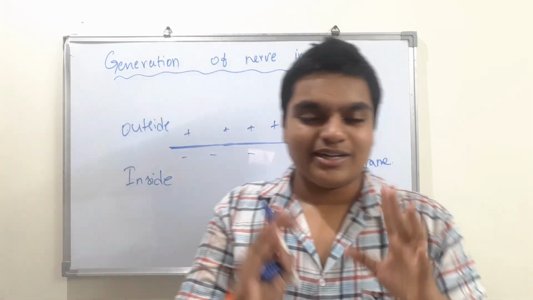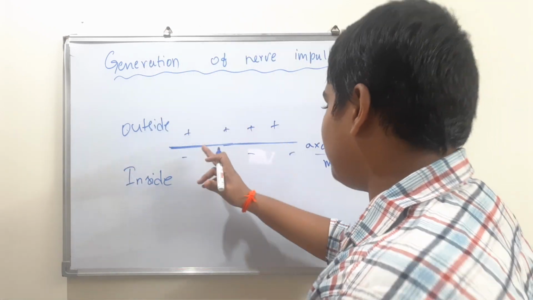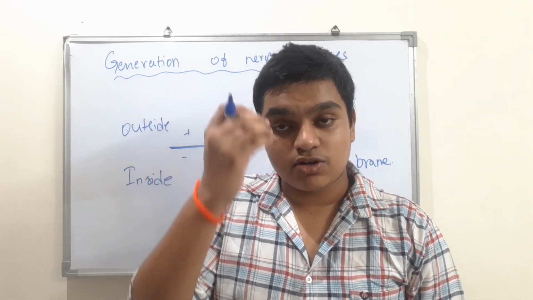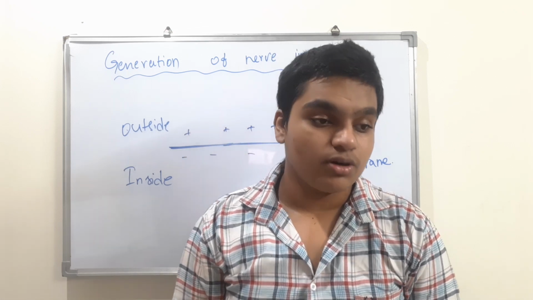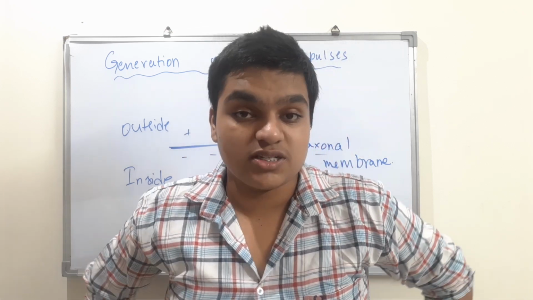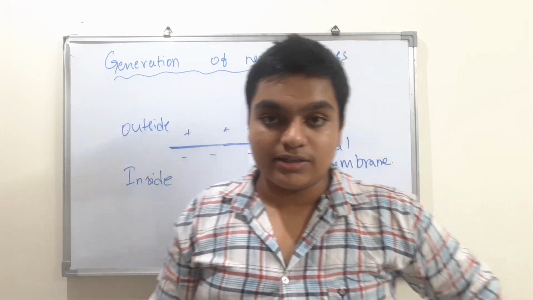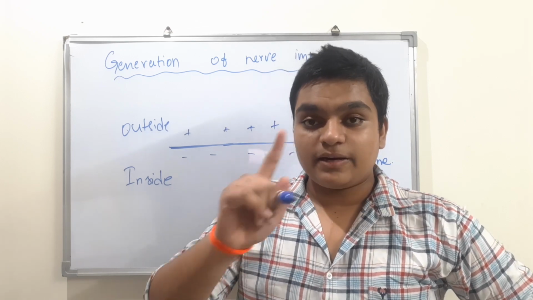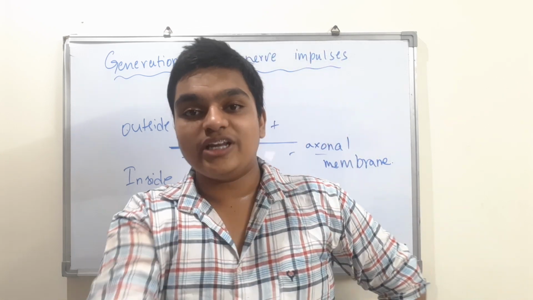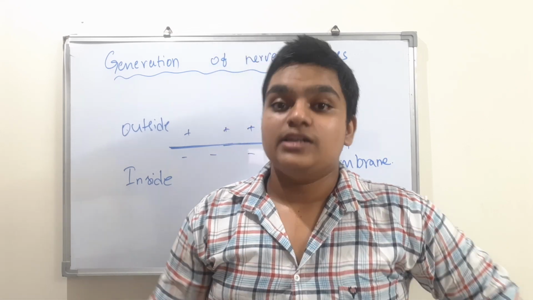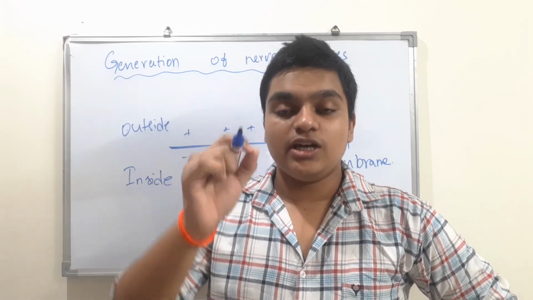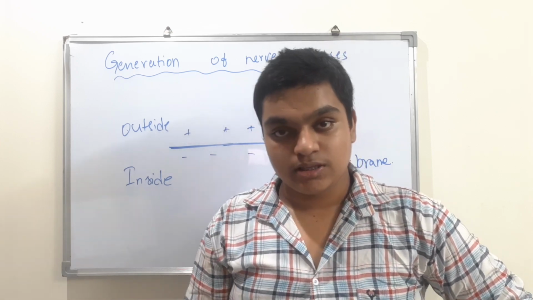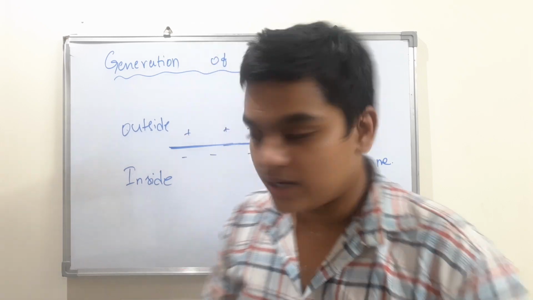Let me make you understand. This axonal membrane has some ion channels. We have seen in our active transport chapter, in transportation in plants, that plants have ion channels. They are permeable for only some substances, only some ions. Like that, this axonal membrane is freely permeable to potassium ions, but not sodium ions. It is nearly impermeable to sodium ions.